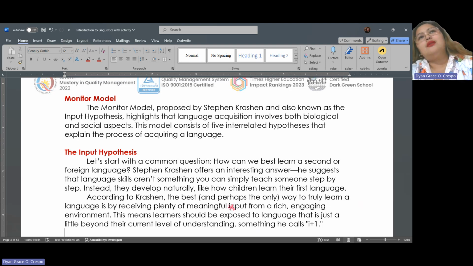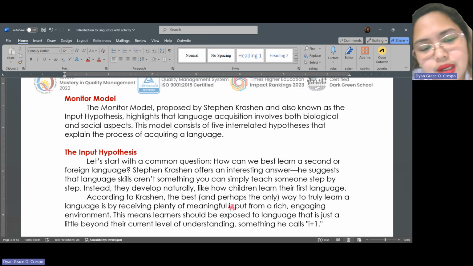So when we acquire language, you will think, paano nga ba natin na-acquire ang language? So let us now start with the input hypothesis.